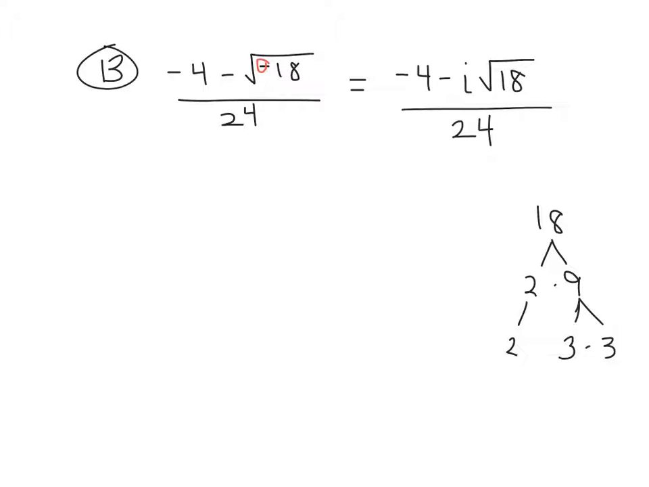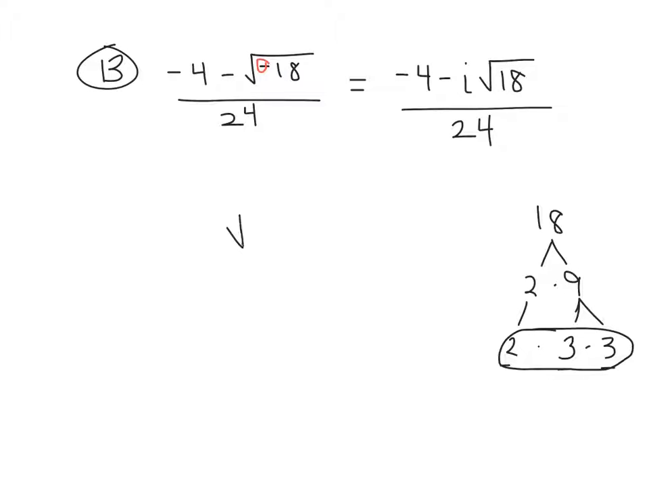So now if I look at each of these values, I want to see if I can factor those. And I can't. Those are all prime numbers. So I know that the prime factorization of 18 is 2 times 3 times 3.